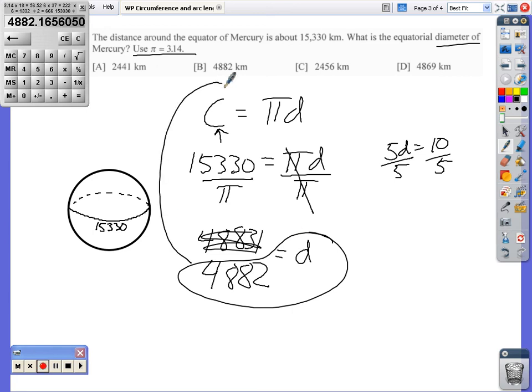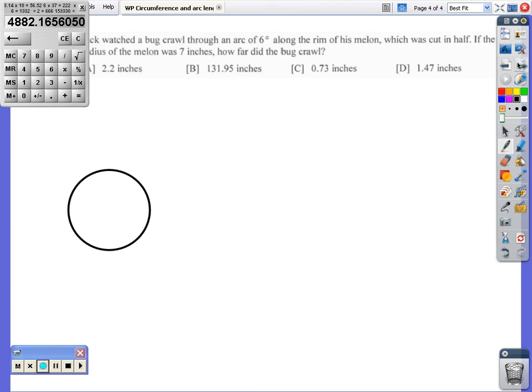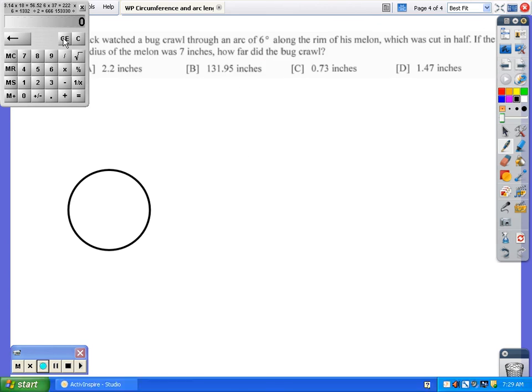So here we go. It's answer B. It's in kilometers, not square kilometers. Alright, last one on this worksheet and we'll be done with it. I'm going to clear my calculator.